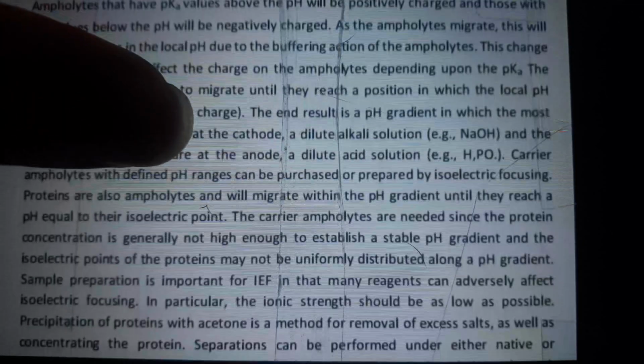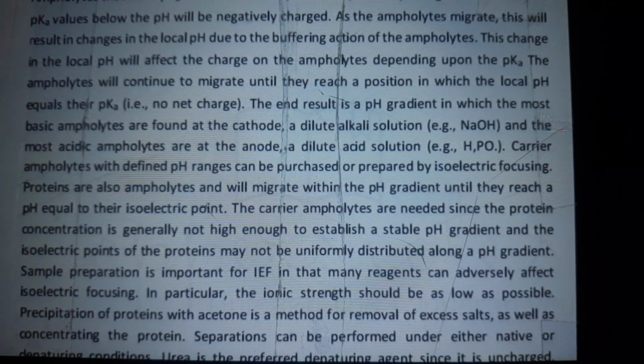Ampholytes that have pKa values above the pH will be positively charged, and those with pKa values below the pH will be negatively charged. As the ampholytes migrate, this will result in changes in the local pH due to the buffering action of the ampholytes. This change in the local pH will affect the charge of the ampholytes. Depending upon the pKa, the ampholytes will continue to migrate until they reach a position in which the local pH equals their pKa, that is, no net charge.